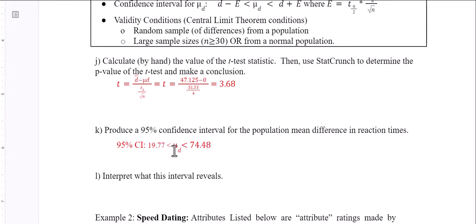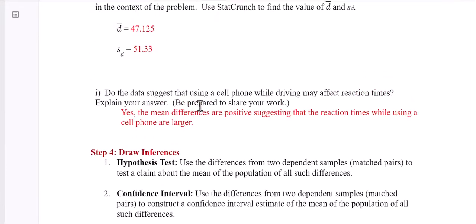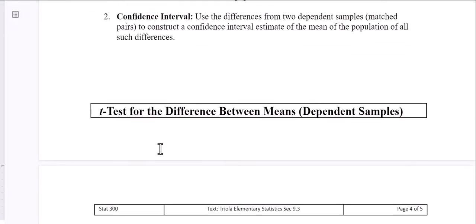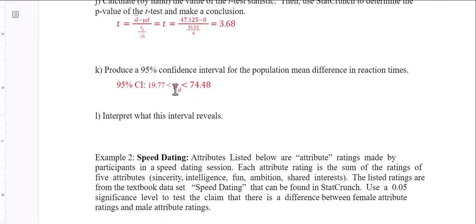So that's pretty big, and it's pretty convincing evidence that talking on a cell phone does affect the reaction time, does delay it. And notice again that 0 is not in here. Going back to the null, the null hypothesis is that the mean difference is 0. So when I look at the confidence interval, is 0 included in the confidence interval? No. So I can say the confidence interval does not include 0, therefore we reject the null hypothesis.